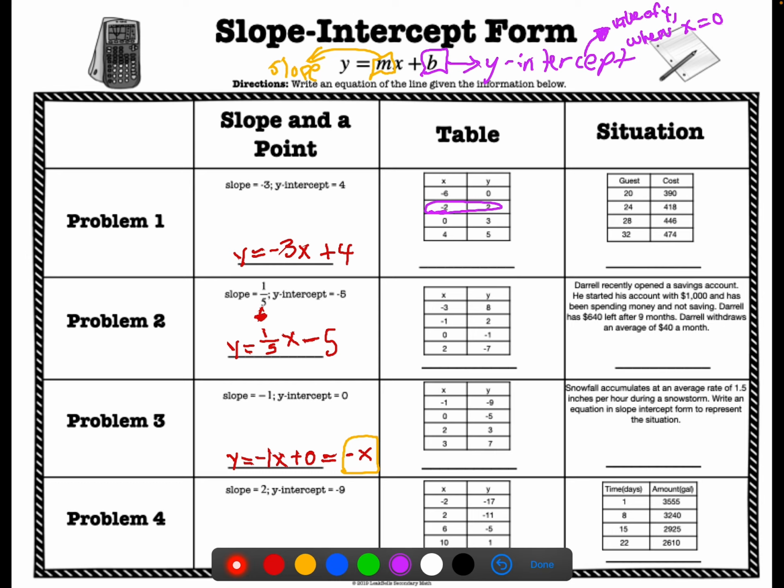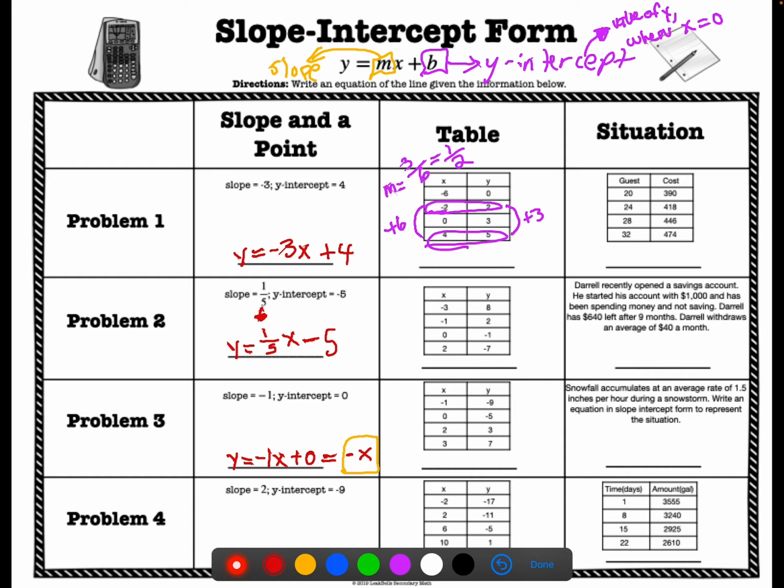Let's say this point here and this point here, right? And then we have to find our change in y, so we're going from 2 to 5, so that's a plus 3. And we go from -2 to 4, so that's a plus 6. And then to find our slope, m, we just take our change in y, which is 3, divided by our change in x, which is 6. So we get a slope of a half here.